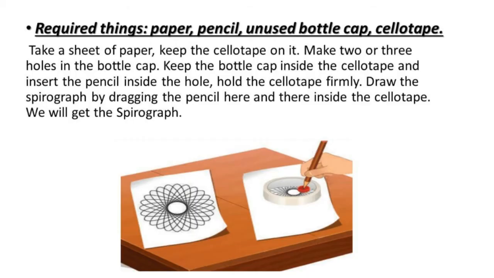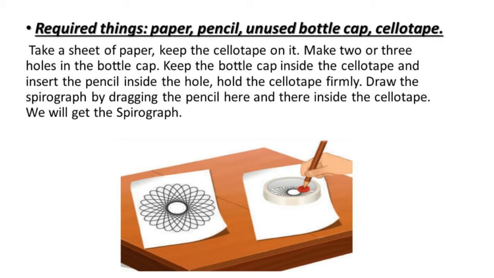This is the activity part. Children, you are going to try this at home. Required things: paper, pencil, unused bottle cap, sellotape. Take a sheet of paper, keep the sellotape on it, make 2 or 3 holes in the bottle cap, keep the bottle cap inside the sellotape, and insert the pencil inside the hole.